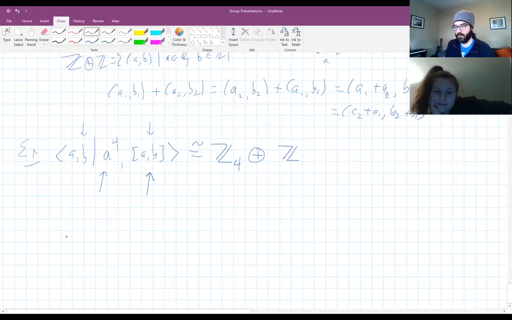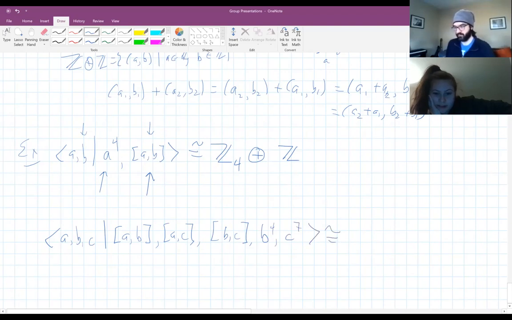What would this be? A, B, C, with relations: A commutes with B, A commutes with C, B commutes with C, B to the fourth, C to the seventh. Okay, so Z, because there's the generator A, and there are no relators involving A. So let's be precise: there are no other relators. Exactly. Very good.